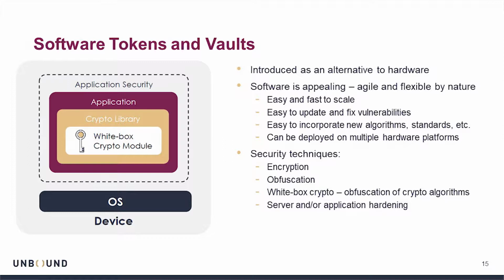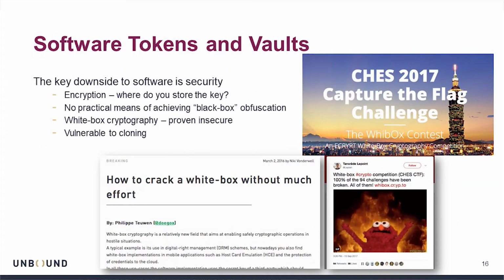So I want to encrypt or decrypt or sign. If an attacker gets the key, then I've lost everything. So we somehow try and make it hard for the attacker using a series of techniques of obfuscation, encryption, white box crypto, server hardening. And all of these make it just hard to deploy malware or get inside the application and steal the secret key. The problem with these solutions is that they just don't work.